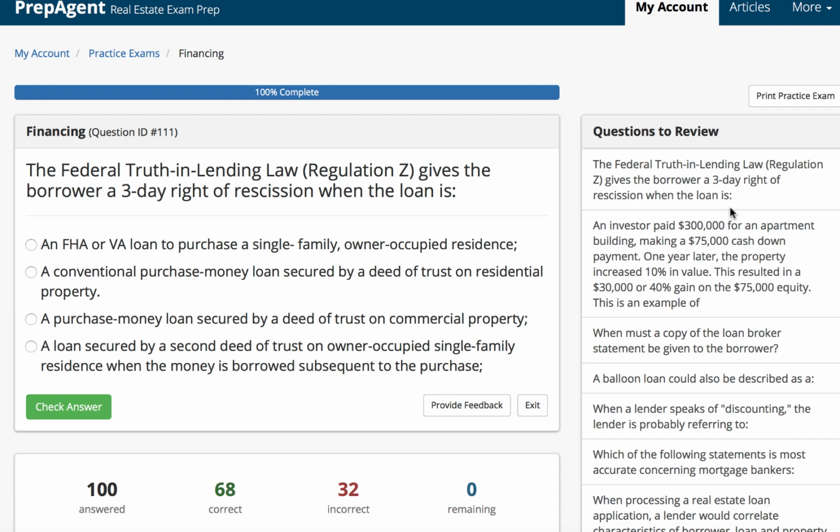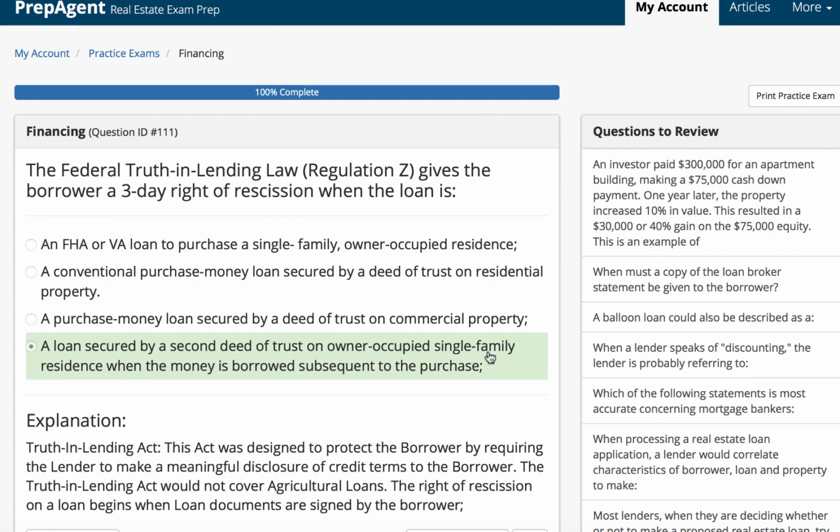The Federal Truth in Lending Law, Regulation Z, gives the borrower a 3-day right of rescission when the loan is... I'm going to say a loan secured by a second deed of trust on an owner-occupied single-family residence when the money is borrowed subsequent. Okay. This one? Yes. Good. Excellent.